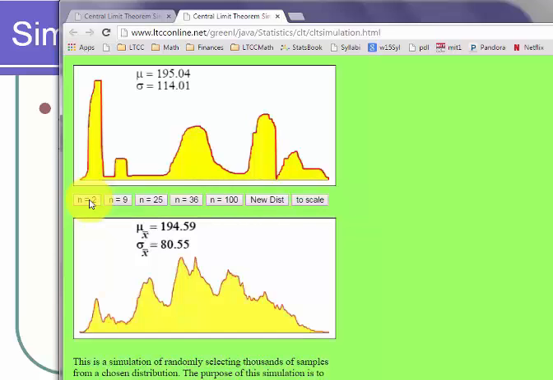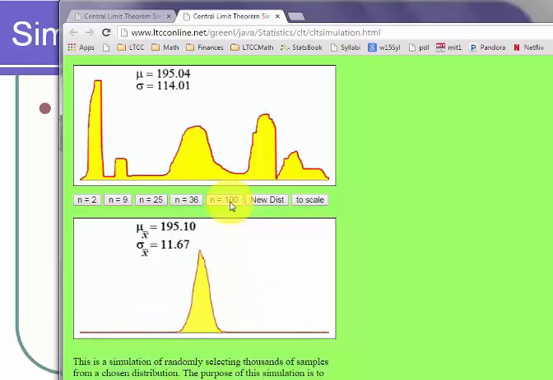Not quite. Okay, it's all over the place. It's not what we started with. It's not normal. Samples of size 2 don't turn out to be very good. On the other hand, if I do a sample of size 100, then it looks more approximately normal, somewhat bell-shaped.